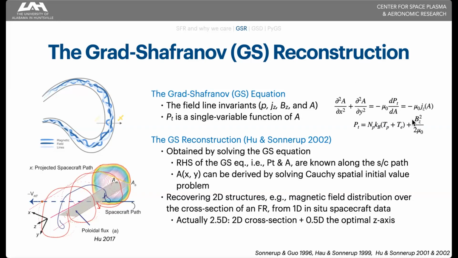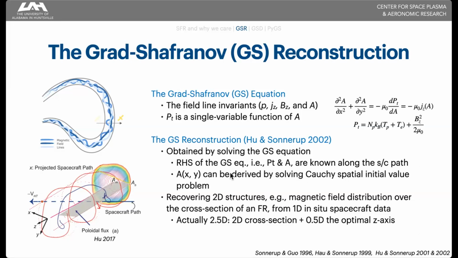By solving the GS equation, we can obtain this 2D magnetic field configuration. This is done by first, the right-hand side of the GS equation, both PT and A can be calculated along the spacecraft path. Then by solving a spatial initial value problem, we can get these A values over the 2D scale. In summary, this reconstruction can recover 2D structures, this part, from 1D in situ spacecraft data.